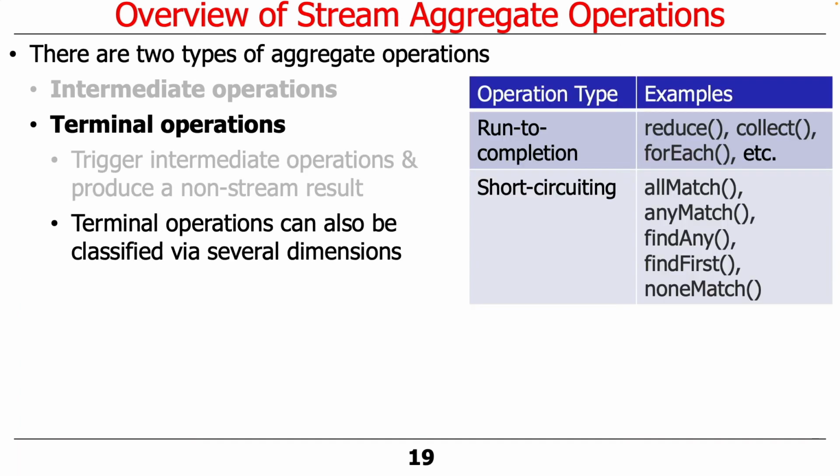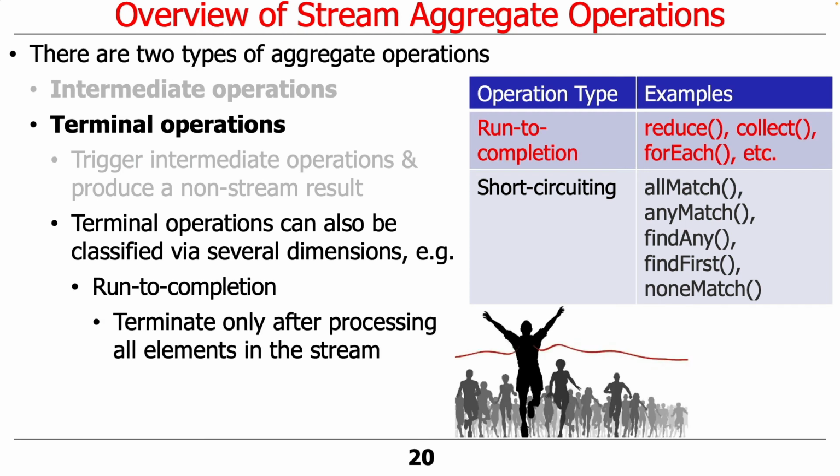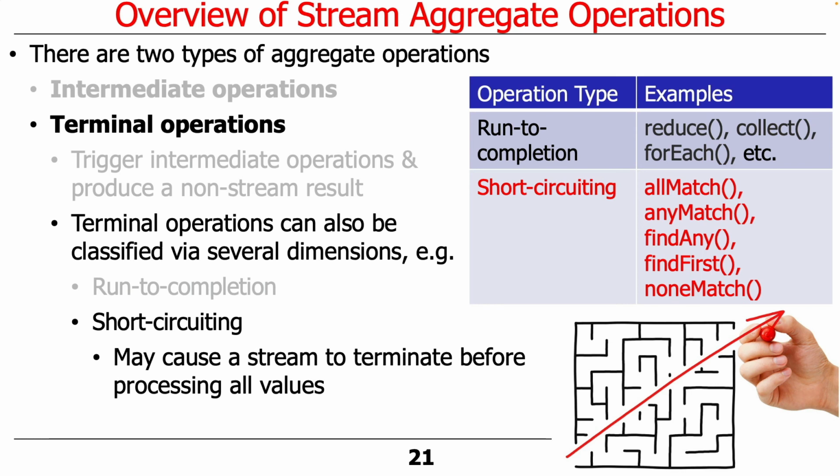Terminal operations, like intermediate operations, can also be classified into several dimensions. And not quite as complicated, but one is run to completion, which means you just keep going until everything's processed in the stream. And that would include reduce, collect, for each, and so on. And then there's also the short-circuiting terminal operations, which may cause the stream to terminate before you process all the values. So examples of that would be all match, any match, find any, find first, none match, which will terminate when either a condition is met or not met, depending on what you're trying to do. So for example, if you say all match, then the first time the predicate returns false, the processing will stop.